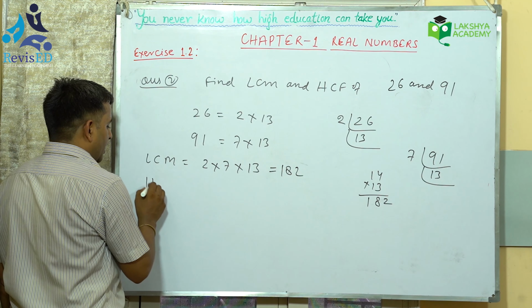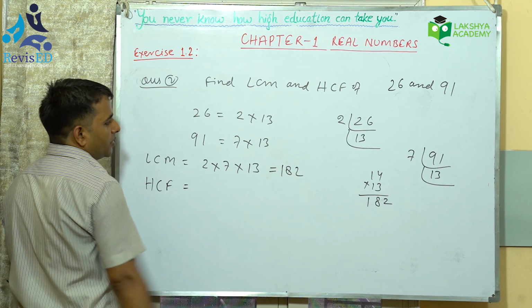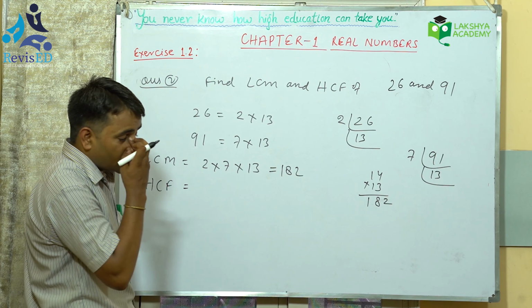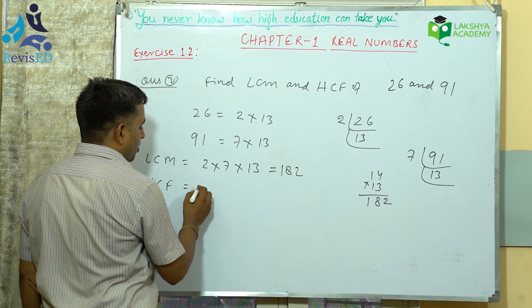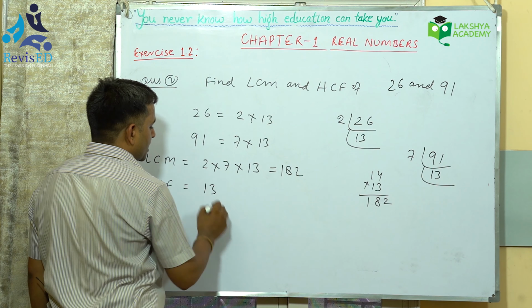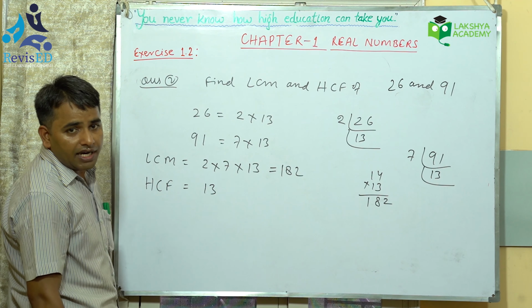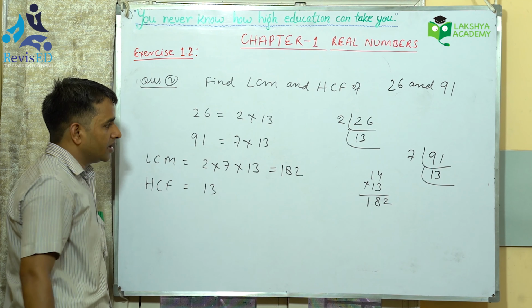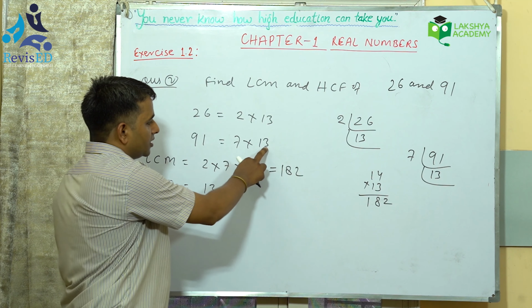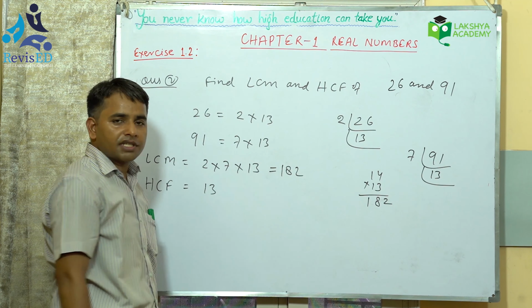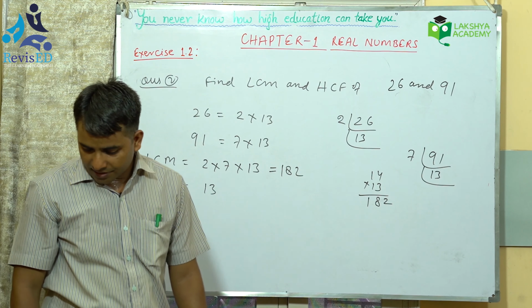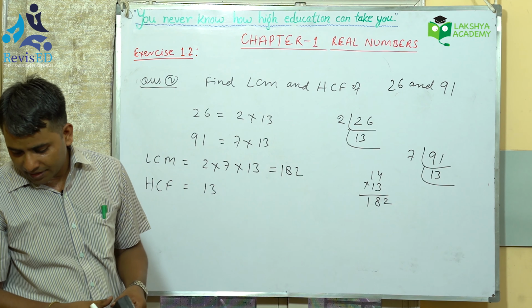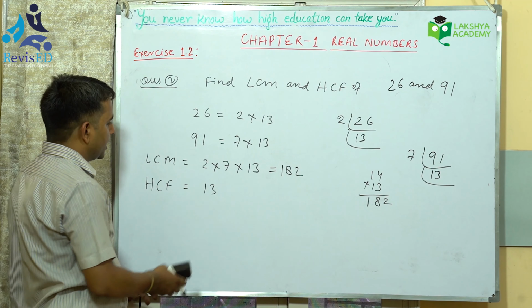Similarly, we need to find the HCF. The HCF will be the common factor in both. The common factor in this and this is 13. So the HCF of 26 and 91 would be 13. We always take the common factor of 26 and 91, so the HCF would be 13 in this case. Similarly, we can find the HCF and LCM for other numbers also.